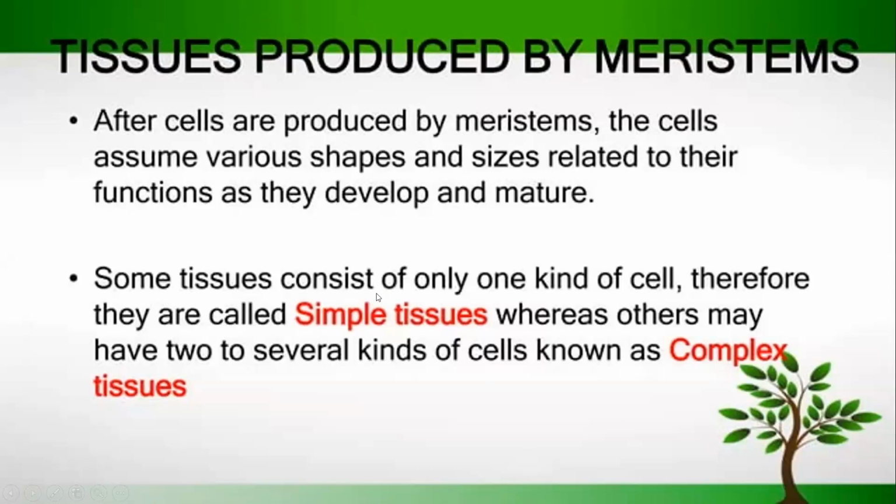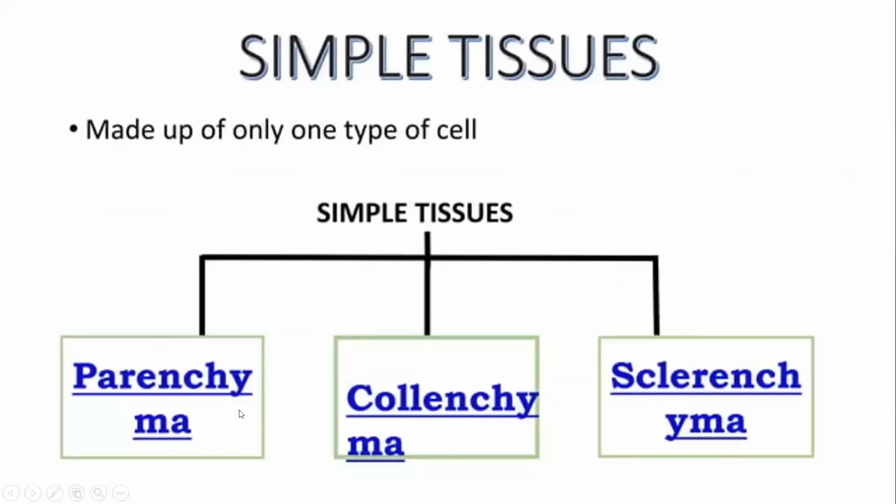Some tissues consist of only one kind of cell. So they are called simple tissues. If they produce only one kind of cells, they are called simple tissues, whereas others may have two or several kinds of cells, known as complex tissues. So here the first one is simple tissues. Simple tissues are made up of only one type of cells.